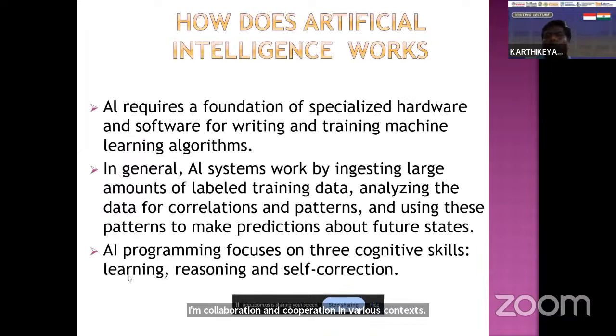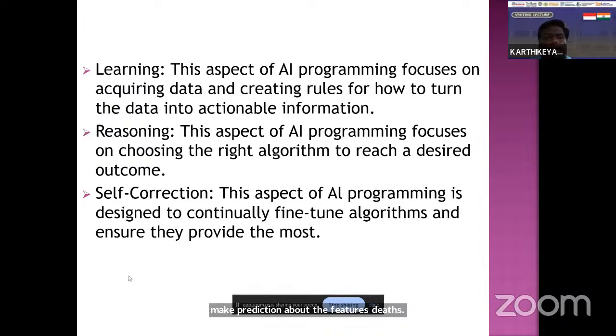And next, how does AI work in society? AI requires a foundation of specialized hardware and software for writing and training machine learning algorithms. AI works by ingesting large amounts of labeled training data, analyzing the data for correlations and patterns, and using these patterns to make predictions about future states. So it has the following. Learning is nothing but focusing on acquiring data and creating rules for how to turn the data into actionable information. And second, reasoning. Reasoning is focused on choosing the right algorithm to reach the desired outcome.